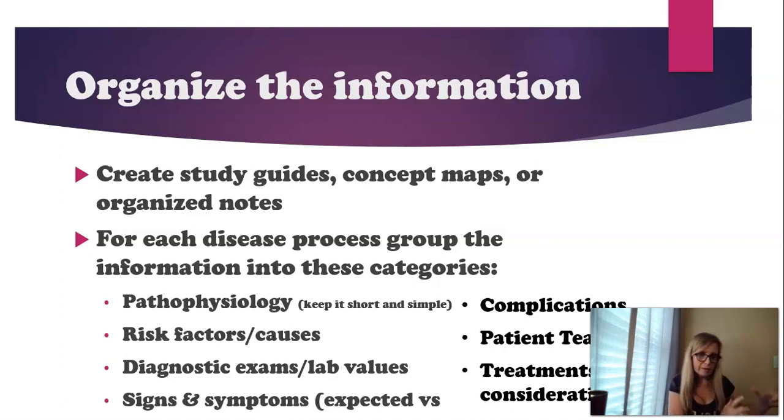The next category that you want to have on your organized information are risk factors or causes. So you want to have these listed out, but if there's anything that you can see that's in common, then you want to take care of that as well. So for example, if several of the risk factors for a disease all have to do with vasoconstriction, then you might want to make a little note next to that, right?